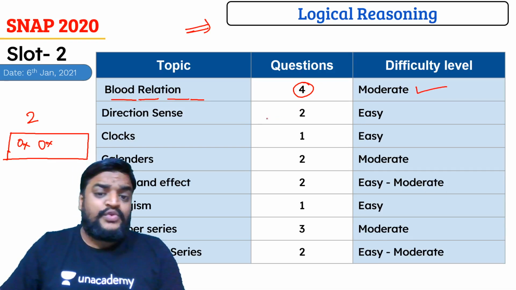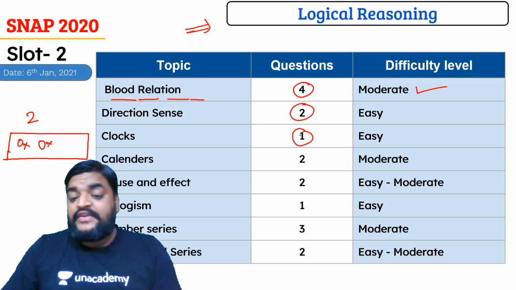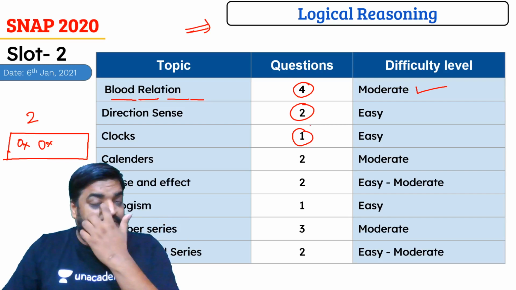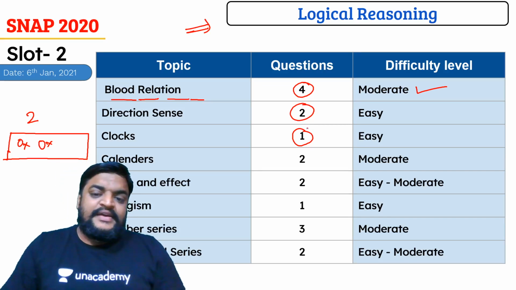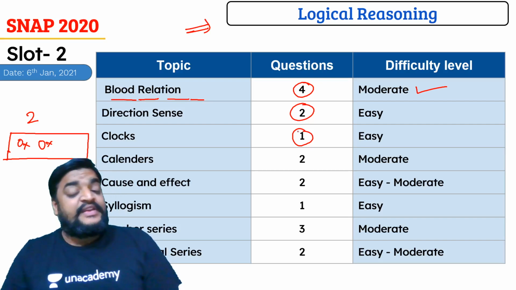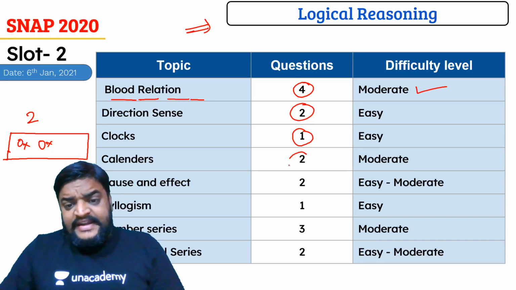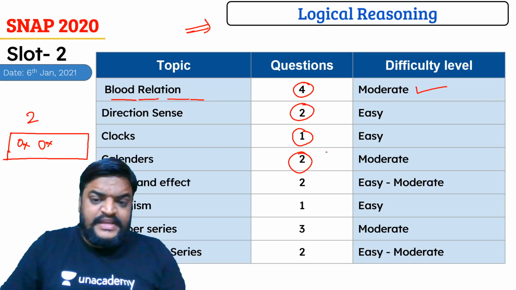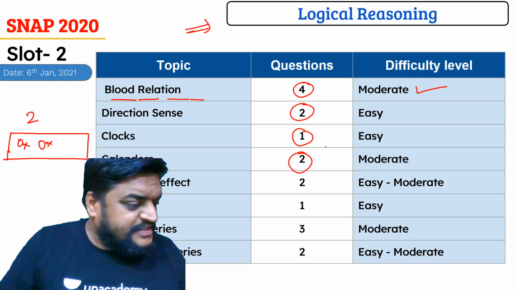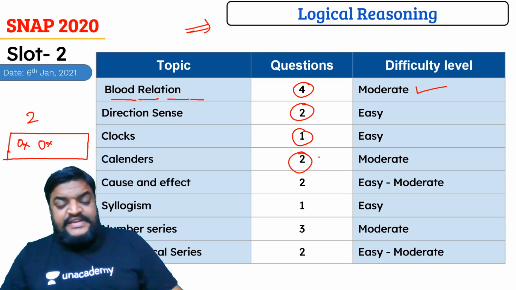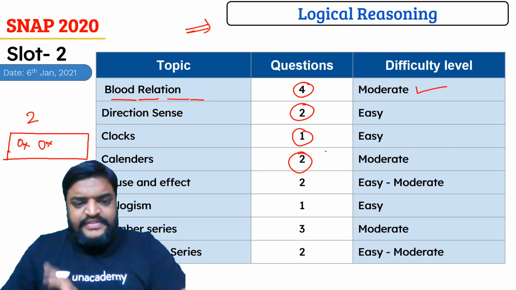On direction sense you had 2 very easy questions. On clocks you had 1 very easy question. The question was how many degrees the minute hand has covered when it has covered 25 minutes. Yes, on calendars again there were 2 moderate questions. A particular date was given. The question was something like, 4th January 1987 was Monday, so what was 4th January 1988? This was one of the questions of calendars.